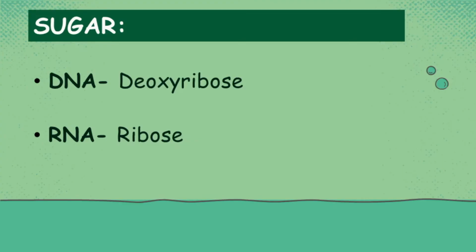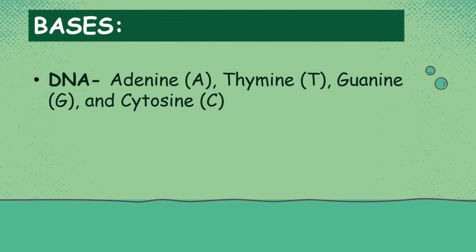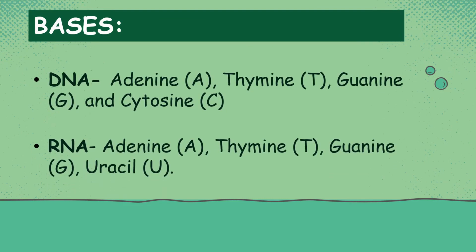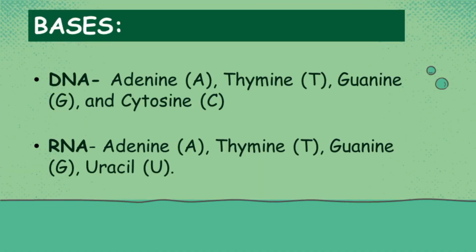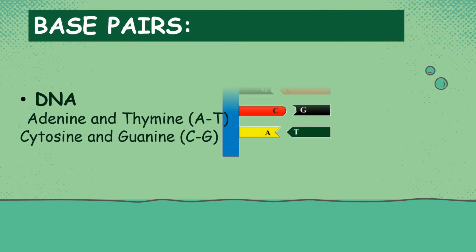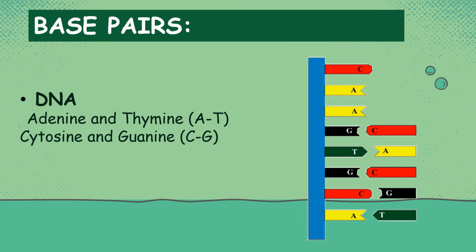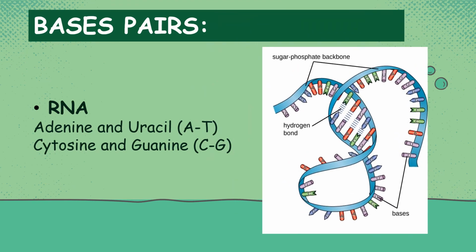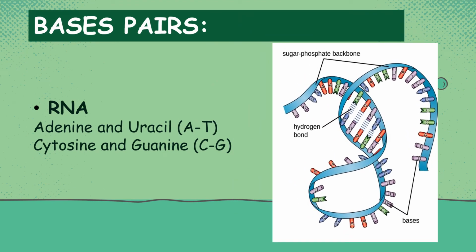The sugar in DNA is called deoxyribose, while in RNA it is ribose. The bases of DNA consist of adenine, thymine, guanine, and cytosine, while in RNA they consist of adenine, uracil, guanine, and cytosine. The base pairs of DNA are adenine and thymine, cytosine and guanine, while in RNA it is adenine and uracil pair, cytosine and guanine pair.